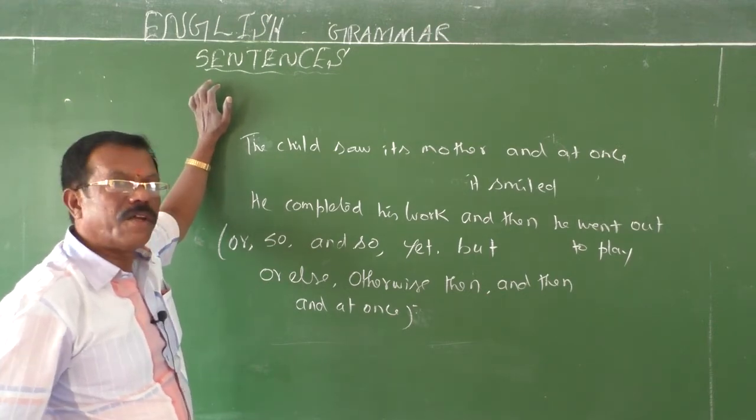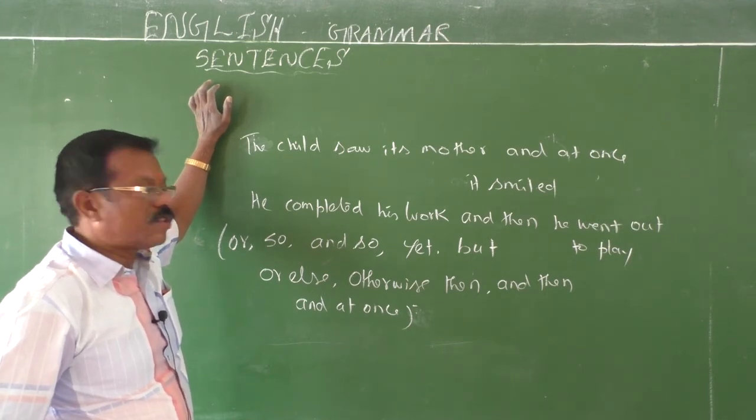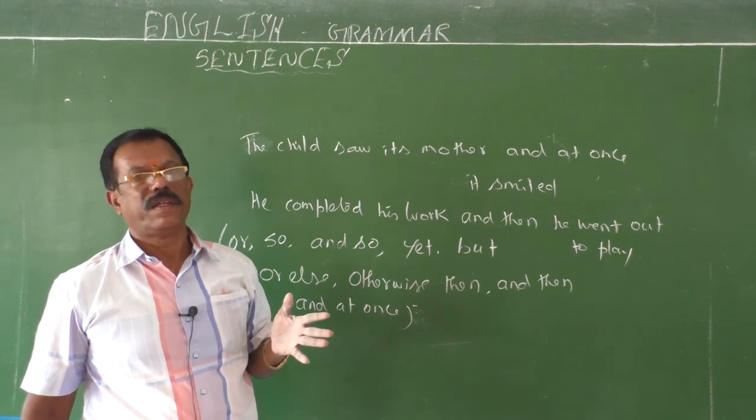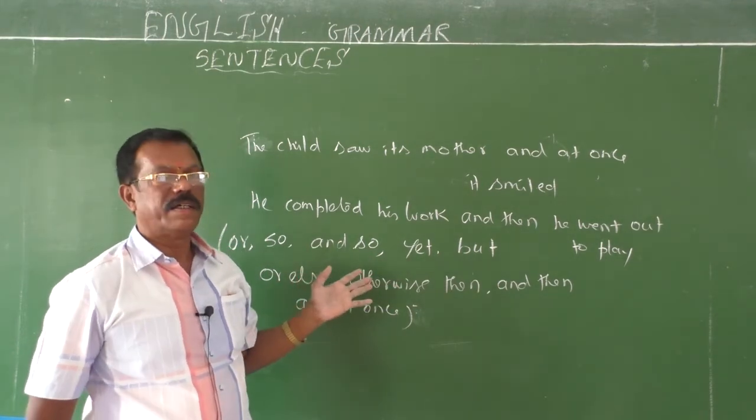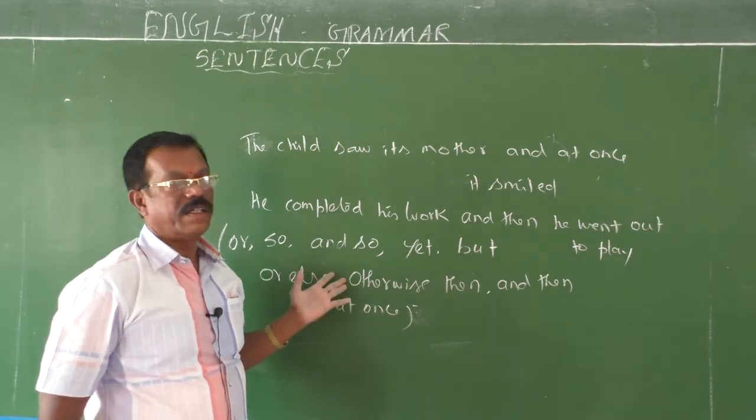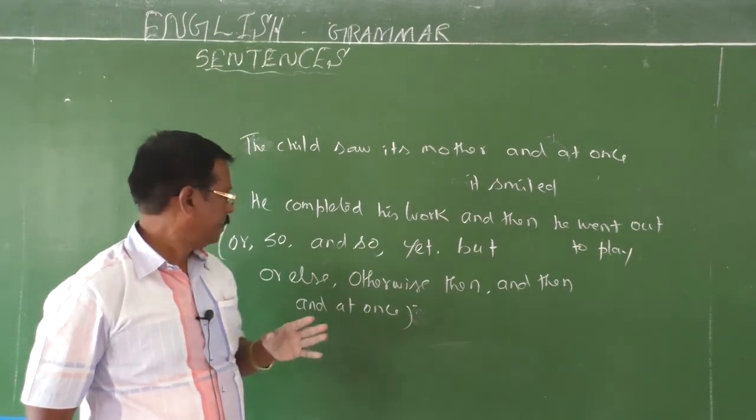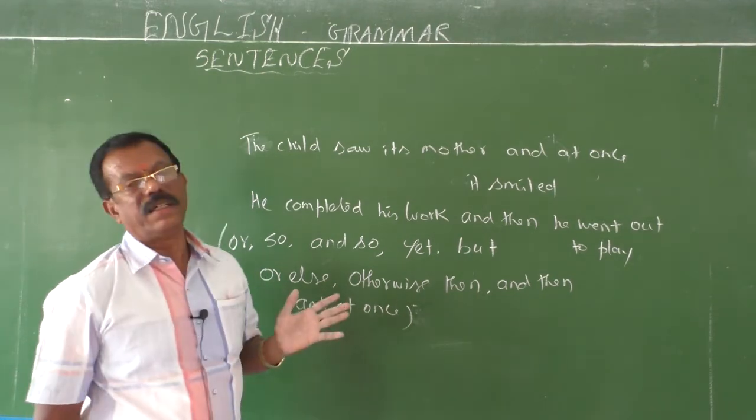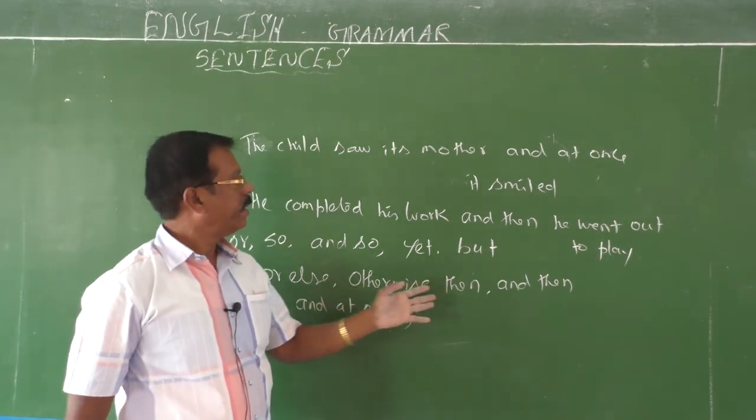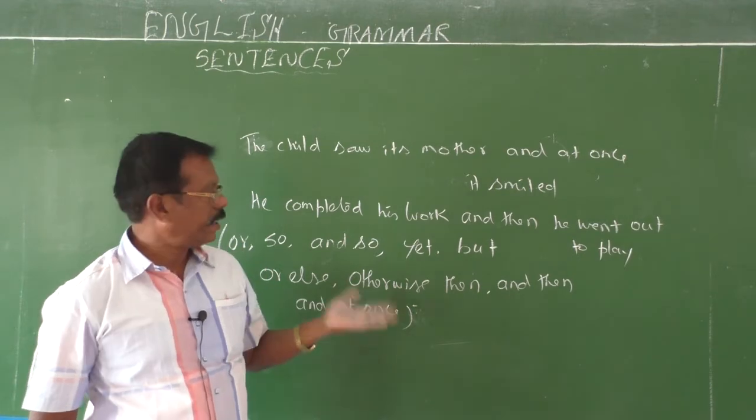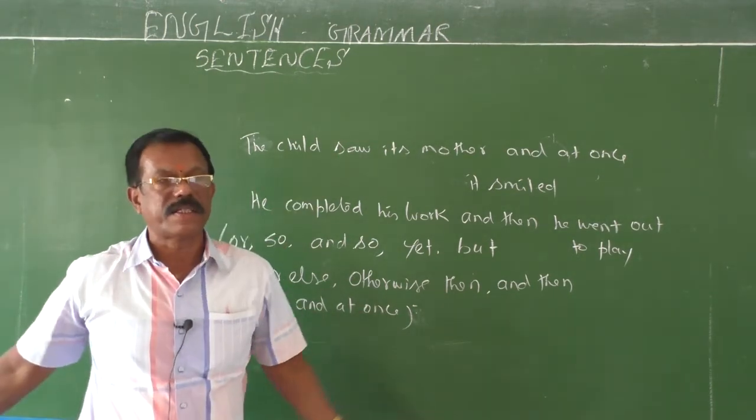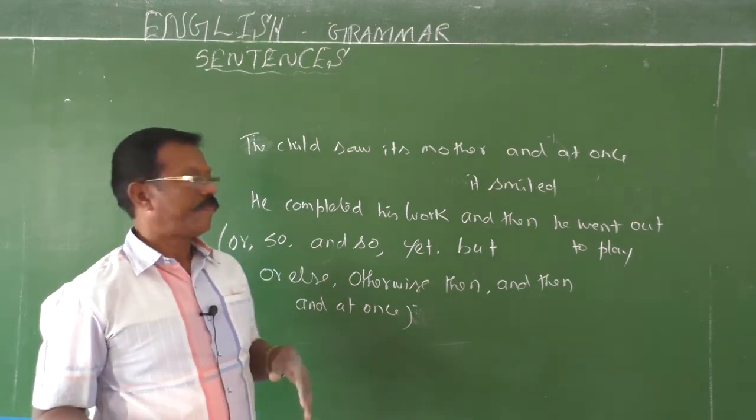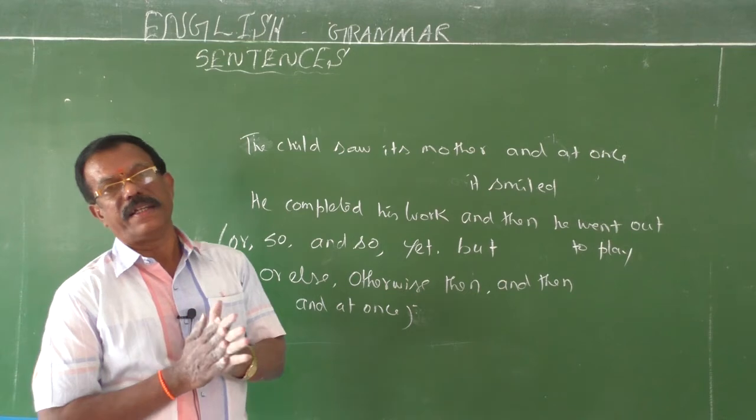So, work hard or you cannot pass. There was heavy traffic, so he came late. And so he came late. He was honest and so everyone liked him. Yet he was poor, but he helps others. He is rich, but he never helps others. Or else, in case of your working hard, you will pass. In the same way, work hard or else you will not pass. Otherwise, then he completed his work and then he went out to play. Then or and then. See, the minister came and at once the crowd cheered him. The train came and at once passengers rushed in. The child saw its mother and at once it smiled.